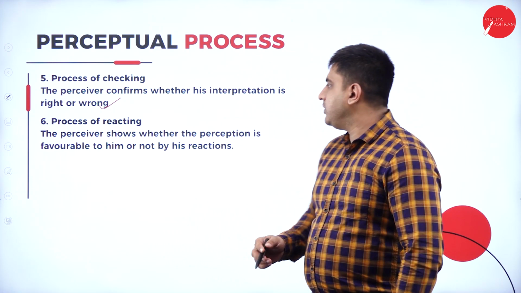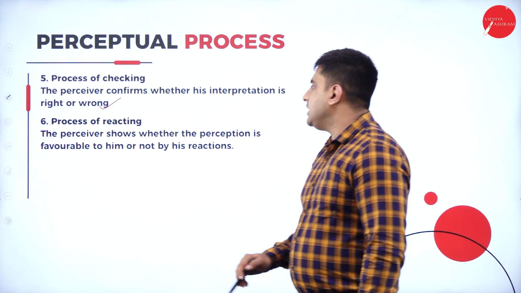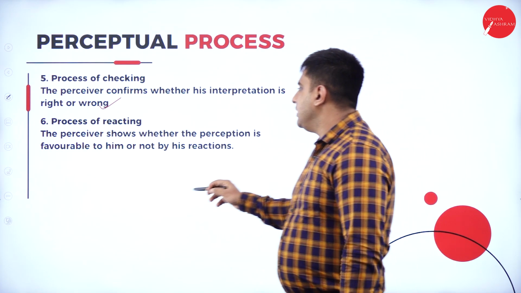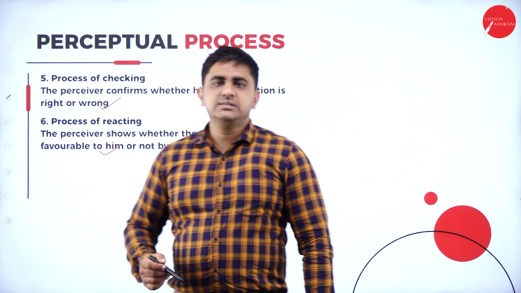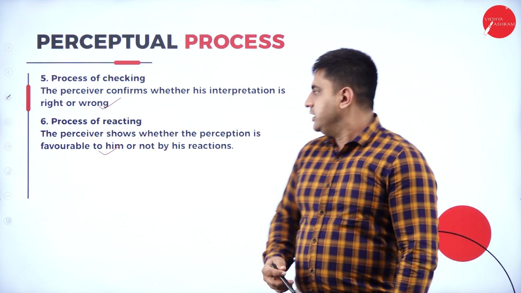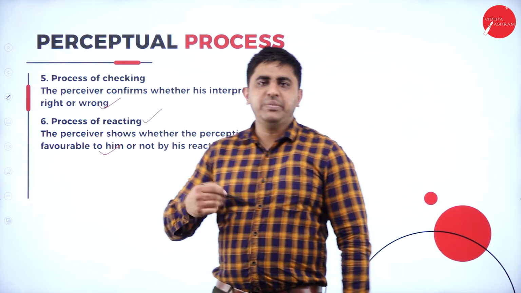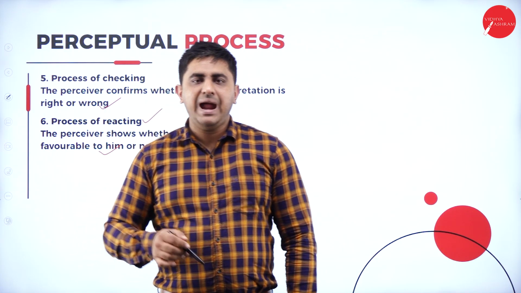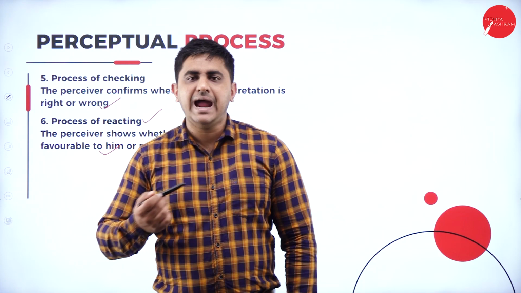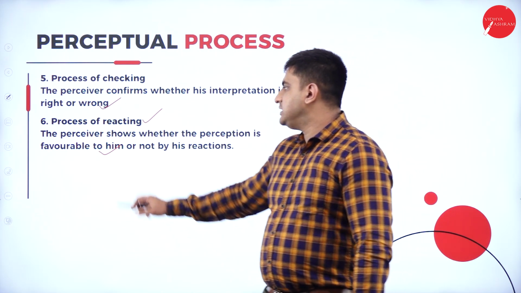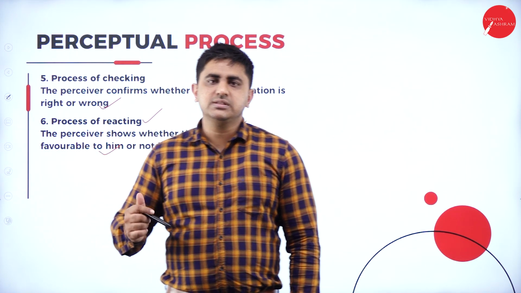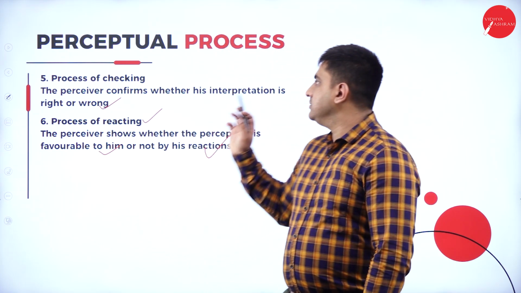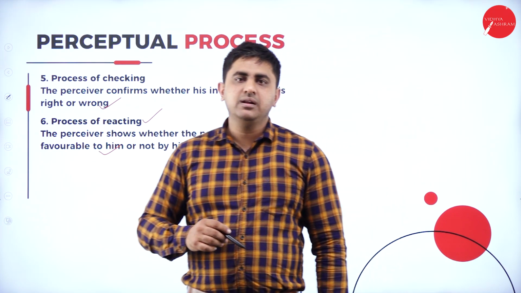Next, we go for process of reacting. The perceiver shows whether the perception is favorable to him or not by his reactions. So if the perception is good, you look at something good, you become happy, and your happiness is your reaction. You look at something bad, you are very sad, so you are reacting in a sad manner. So this is the process of perception, or you can call it the perceptual process.